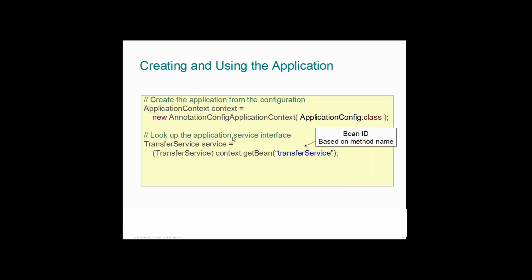Now that the container is available, I call context.getBean with a bean ID. The bean ID is the method name. So if I give transfer service to do a lookup through context.getBean, I get the transfer service implementation object, which I am casting to the interface type. Once I have this interface object, I take this service object and invoke the method in the transfer service: service.transfer, to transfer $300 from account 1 to account 2. Is this clear?